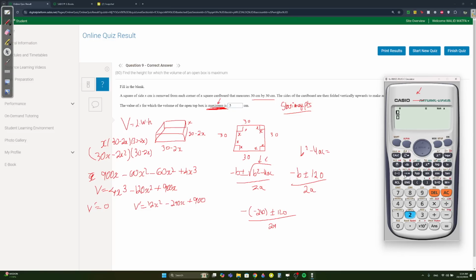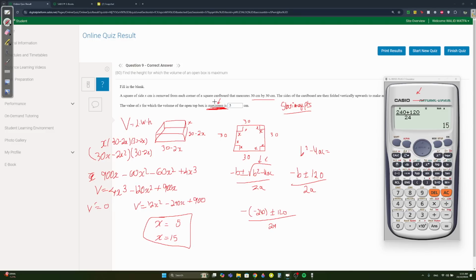You're going to get 240 minus 120 over 24. You get 5. This first solution is at 5. I'll put it plus, you get 15. So the first solution is x equals 5, the second solution is x equals 15. Then you're going to ask me, what do I do now? You want to see which one is maximum, which one is minimum.